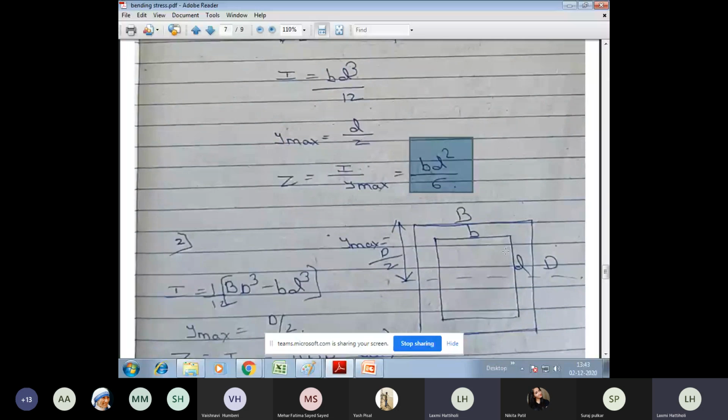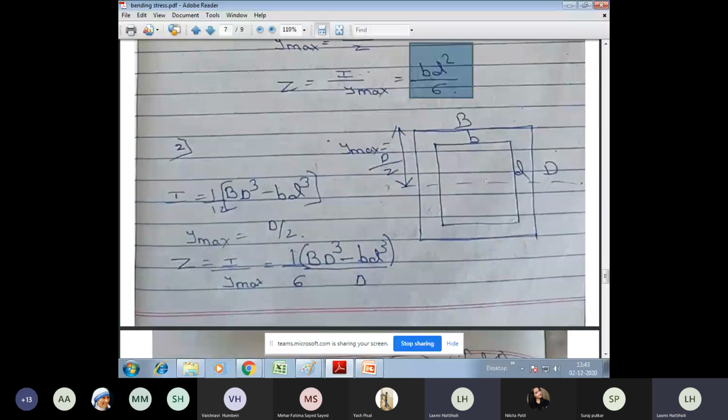Okay, next. Second formula. Suppose your rectangular section is hollow. Hollow means you have some gap inside the beam. As you can see in this picture, this is a hollow rectangular beam. Hollow means at the central portion there is no material at all. So what are the dimensions now? Outer dimensions are capital B and capital D. Inner dimensions are small b and small d.